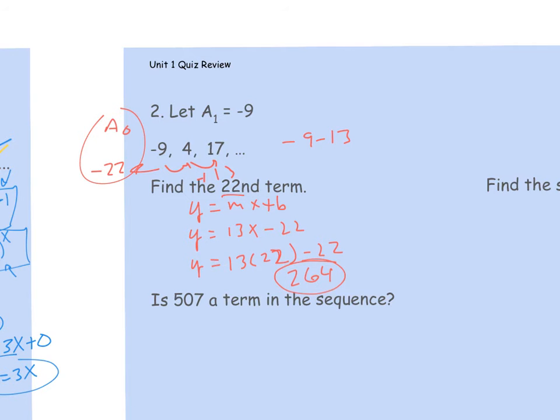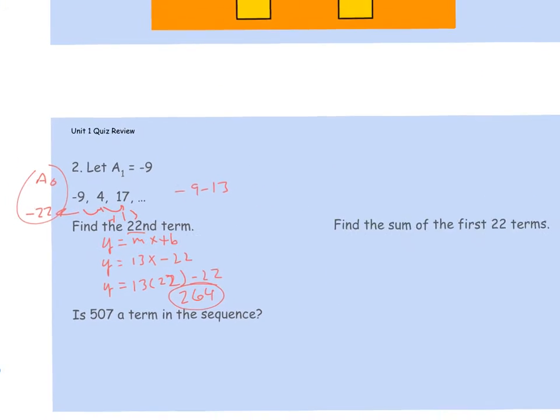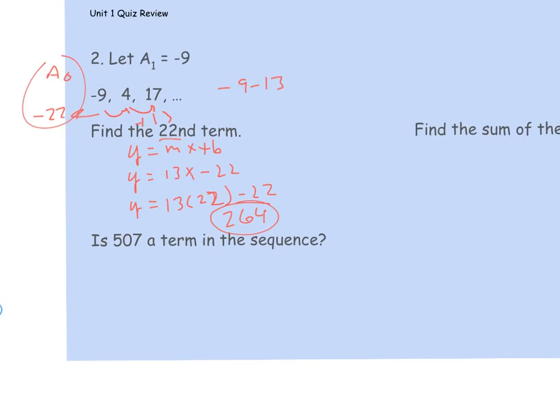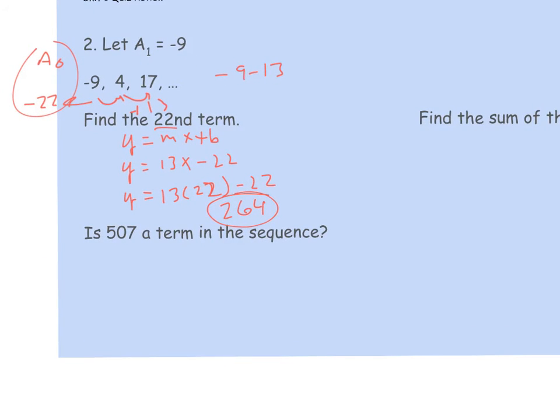Now, it says, is 507 a term in the sequence? Well, that means is one of my y values equal to 507. So plug 507 in for y: 507 equals 13x minus 22. And see if x is a whole number. If it's a whole number, then it's one of my terms.